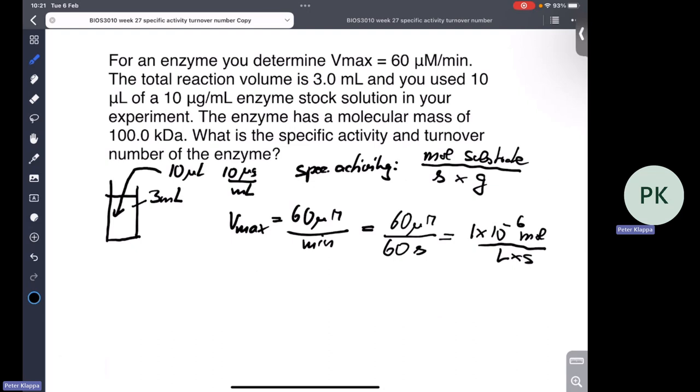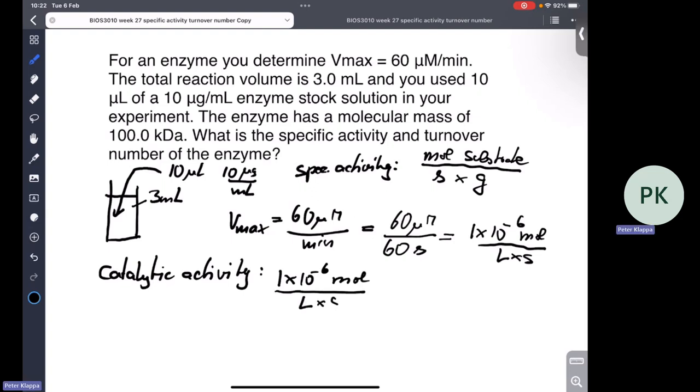So we can now try and figure out what is our catalytic activity. We need to convert this concentration that we have here, the 1 times 10 to the minus 6 mole per liter second, into mole per second. So basically, we need to get rid of the volume. And we can nicely do that because we know that we've got a total volume of 3 milliliters. So we have 1 times 10 to the minus 6 mole per liter and second.